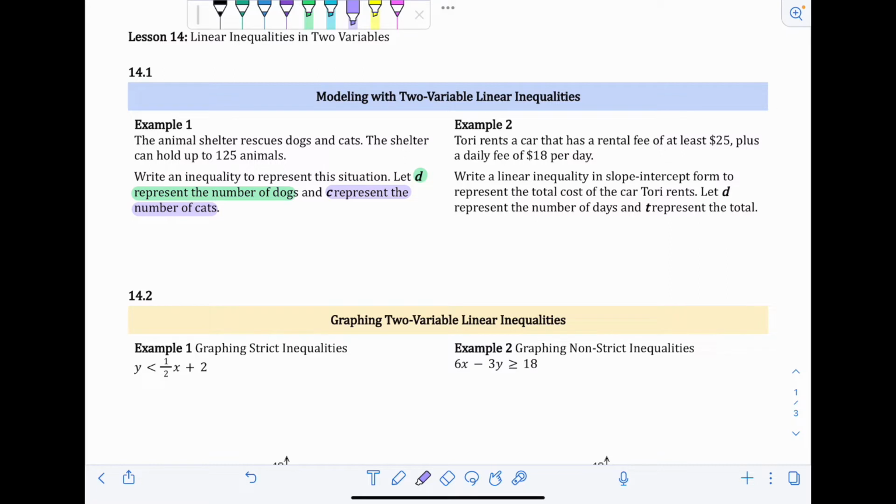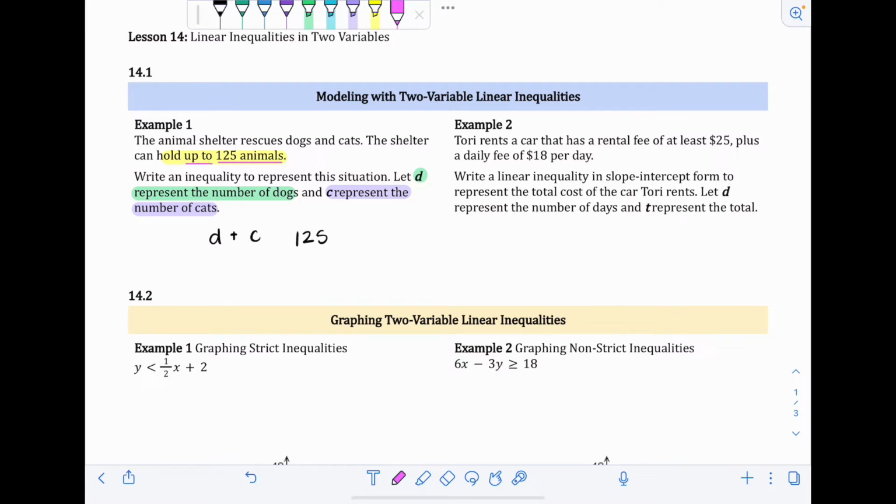So if we want the inequality to revolve around the total number of animals, because it says that the shelter can hold up to 125 animals, that means we're going to be adding the number of dogs and the number of cats. So we can start off our inequality with D, the number of dogs, plus C, the number of cats. And that's going to be in relation to 125. It's not necessarily a total because it's an inequality, but it is going to have something to do with that 125. And then from there, we just have to figure out what does up to mean in terms of an inequality symbol.